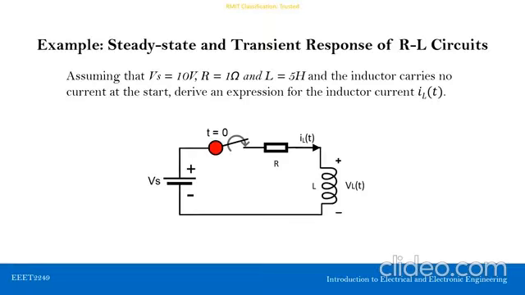Now we take an example of the steady state and transient response of RL circuits. Assume that the source voltage Vs equals 10 volts, resistance R equals 1 ohm, and inductance L equals 5 Henry, and the inductor carries no current at the start, which means initial current I0 equals 0. Derive an expression for the inductor current iL(t) for the following circuit.